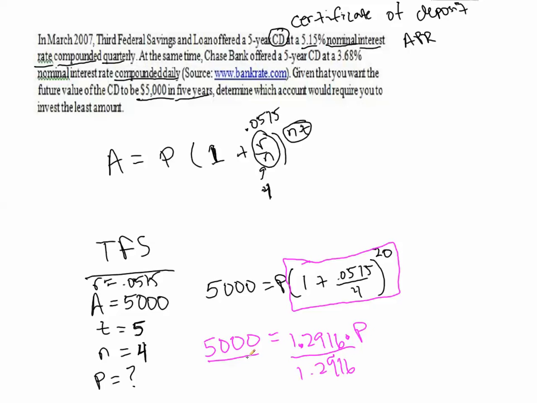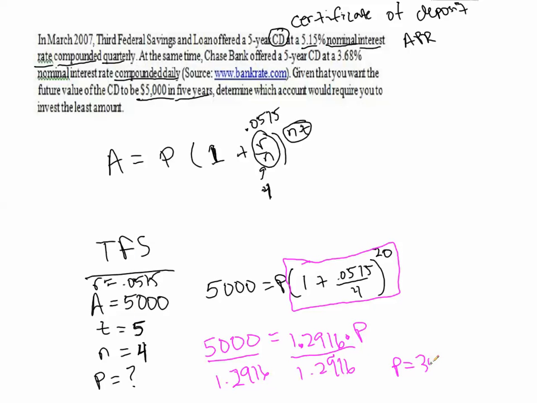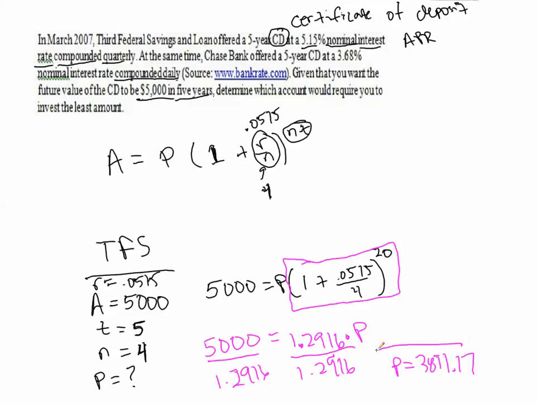So divide 1.2916, and 5,000 divided by 1.2916 will give me 3871. So about $3,871.17 is what I would need to invest in Third Federal Savings in order to accumulate $5,000 at the end of that term. Well, I want to compare that out.